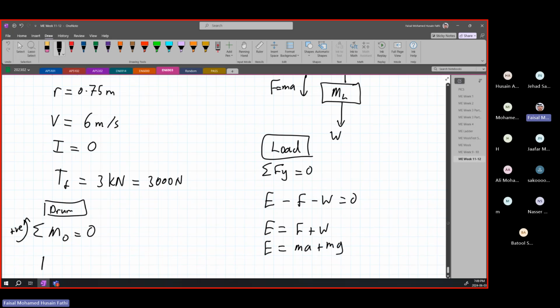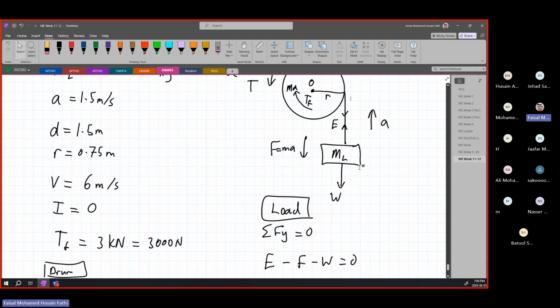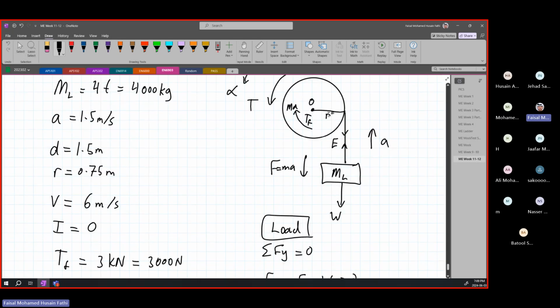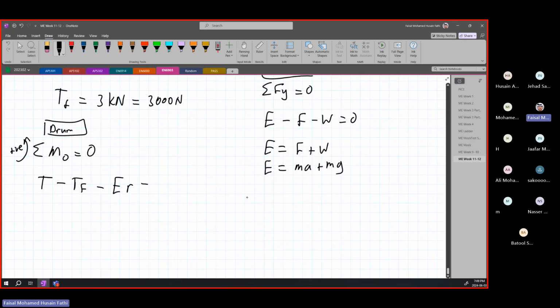Meaning our torque is clockwise. Everything else is counterclockwise, because this load is pulling it downwards, and the friction is opposite to the torque. So it's going to be minus friction, minus E times the perpendicular distance, which is our radius R, equals 0. Again, we have our TF, we have our E, we have our R. We can find our T by doing TF plus E times R.